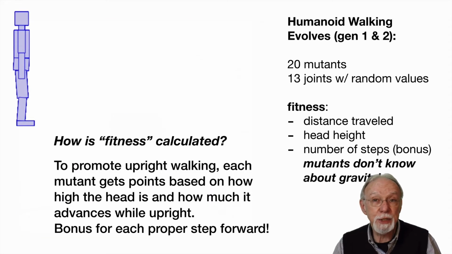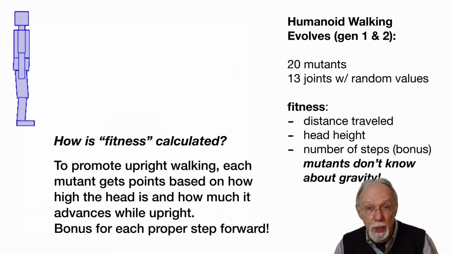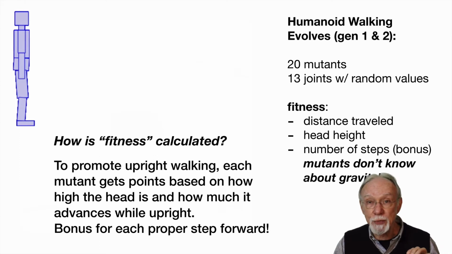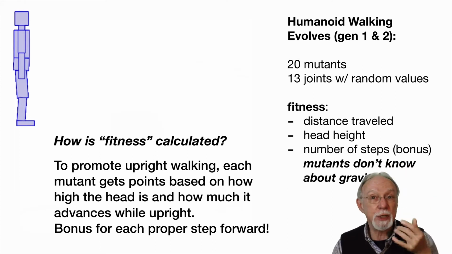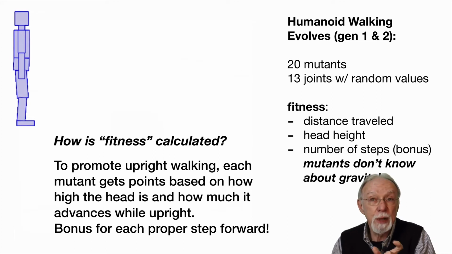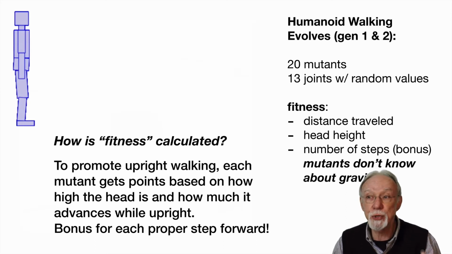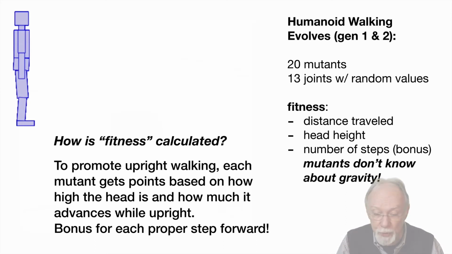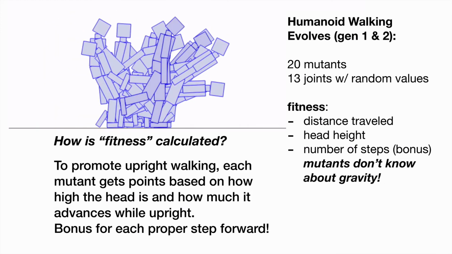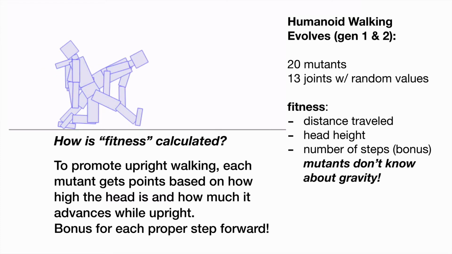Let's look at the same idea, but with a humanoid, in this case 20 mutants, 13 joints, each with random values. And we're going to measure not only how far the mutant travels, but how high his head is, because we don't want to reward him for crawling and rolling and that sort of thing. And we measure the number of real steps, so he's not rewarded for hopping and skipping and jumping. The mutants don't know about gravity. Let's see what it looks like. Count the steps. There's not even 1 step for the first generation.